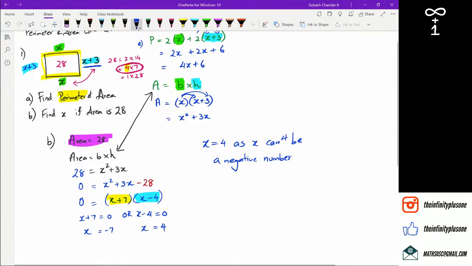Because you've got an area here and you've got a formula and you're going to try and work it out, you are actually going to get a merit for this particular question.